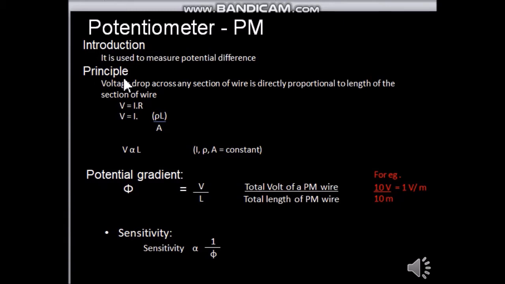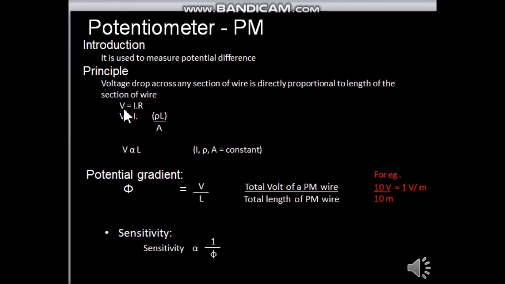Principle of the potentiometer is voltage V is proportional to length L. That means voltage of any section of potentiometer wire is proportional to length of that section of wire. Now how is this achieved? We have small derivational steps. Suppose we have to find the voltage drop across any section of the wire.